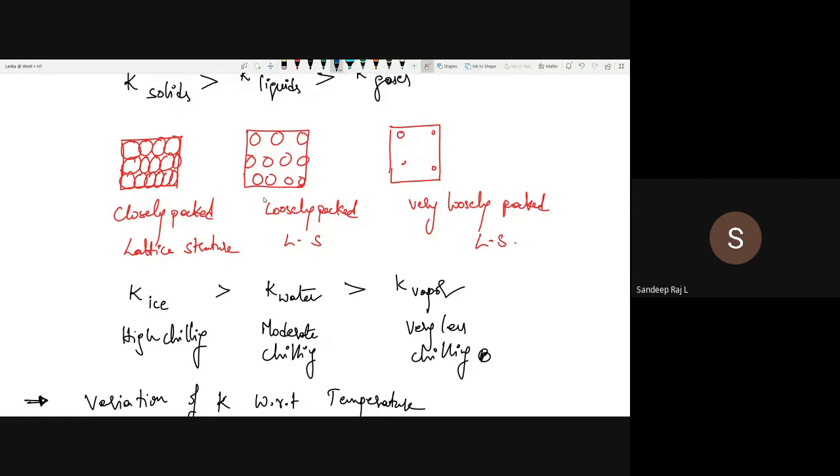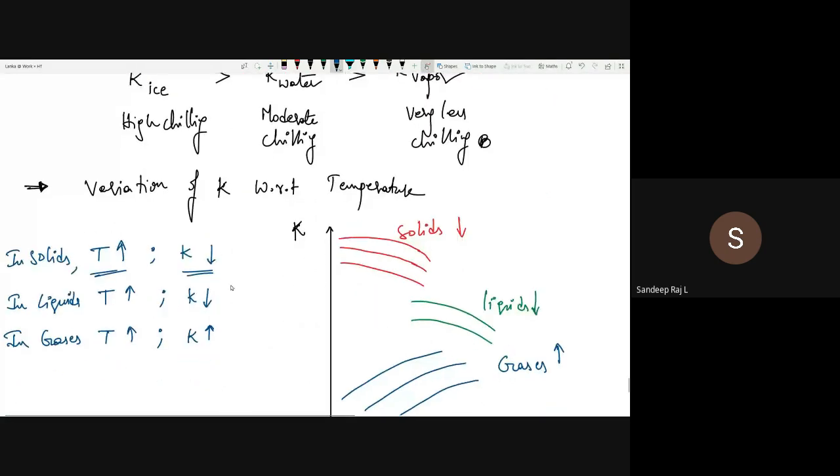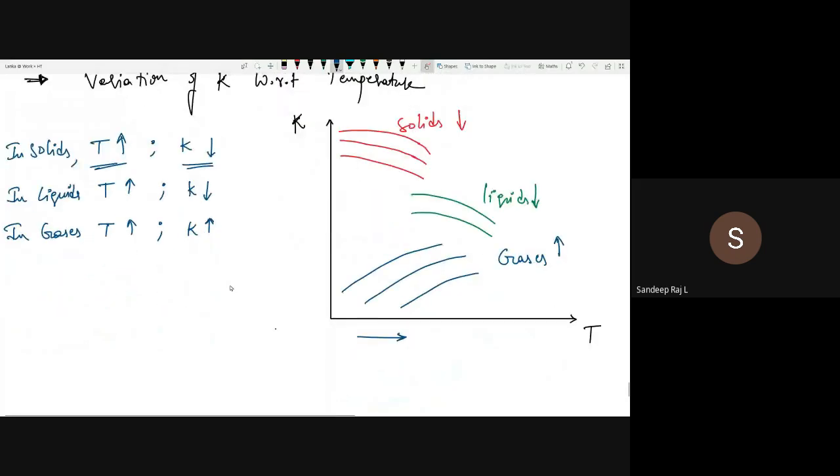But whereas if it goes to gases, what happens is your molecules will try to come near to each other. As the temperature is increasing, the given molecule will vibrate at a higher rate. That's why the thermal conductivity will increase. That is due to the physical mechanism that is available in each state, in solids and liquids and gases. This behavior is expected in all of them, right?